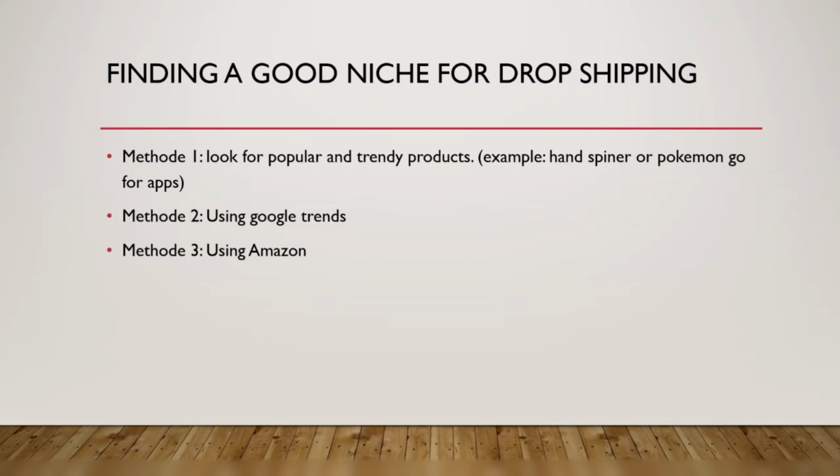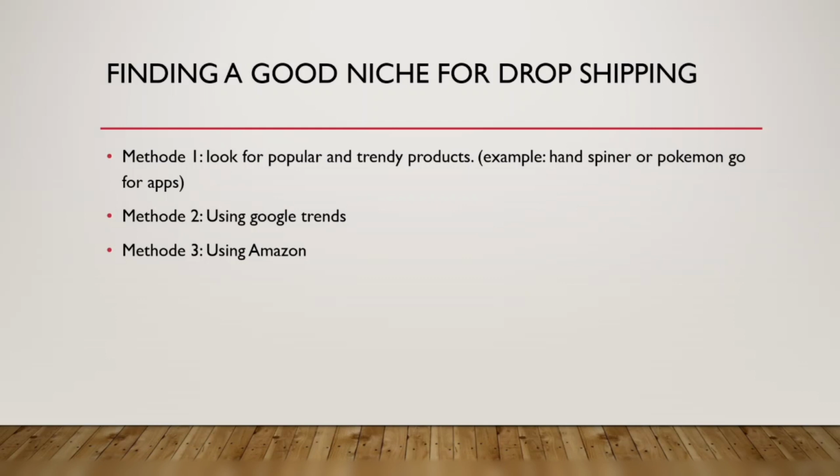Let me give you some examples. Think about the hand spinner when it was popular. If you started a drop shipping platform at this time and sold a hand spinner, you would have made a lot of money because it was very, very popular at this time. Same thing for Pokemon Go. Pokemon Go was a very trendy product for a short amount of time, but if you got into selling Pokemon stuff when this app was really popular, you would have made once again a lot of money, because people were trying to get this app, and Pokemon was very, very popular at this time.